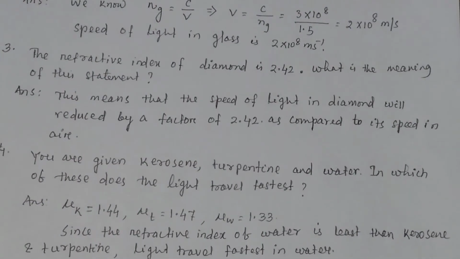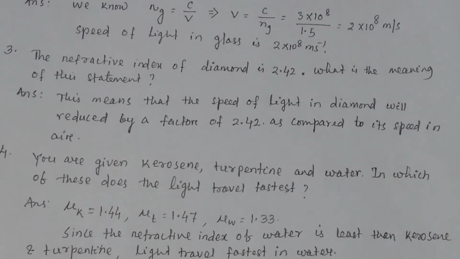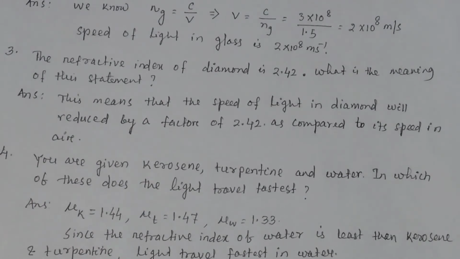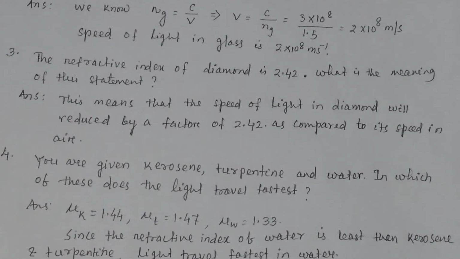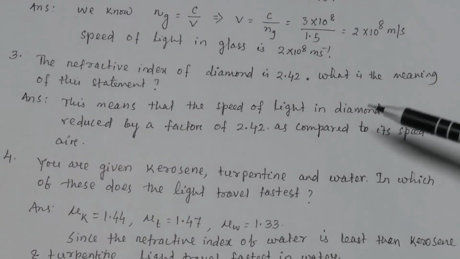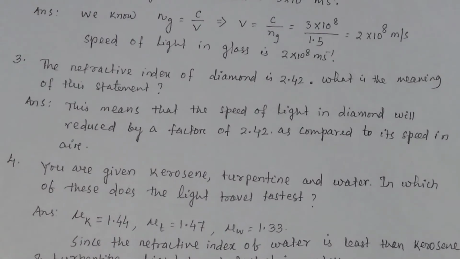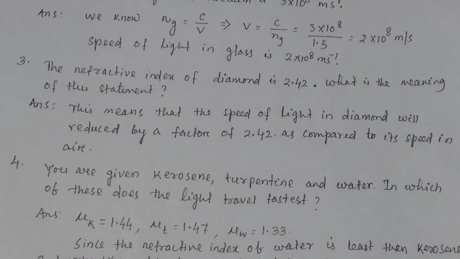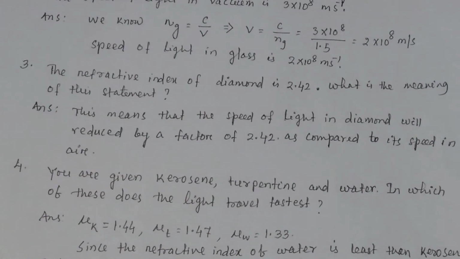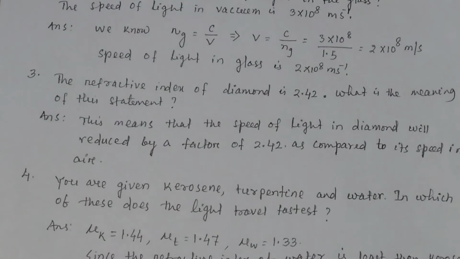Next question. The refractive index of diamond is 2.42. What is the meaning of this statement? This means that the speed of light in diamond will be reduced by a factor 2.42 as compared to its speed in air. So refractive index is a measure of the velocity of the light in that medium as compared to air.